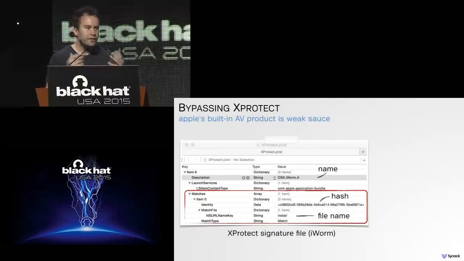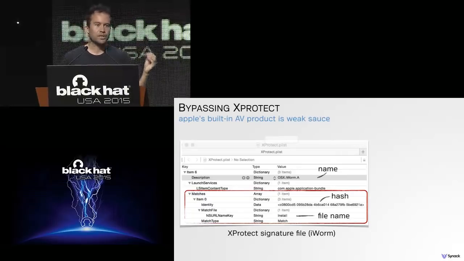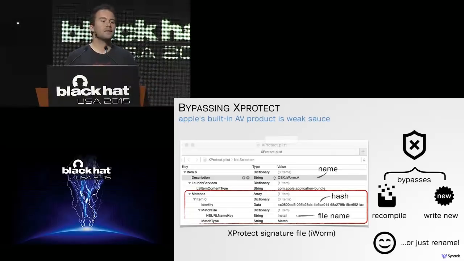Well, it turns out it's a very, very basic antivirus tool that's based on signatures such as files and hashes. So here we can see this is the actual signature for iWorm. It's based on a hash and a file name. This is really lame because this means we can simply recompile the malware, which will give it a new hash.